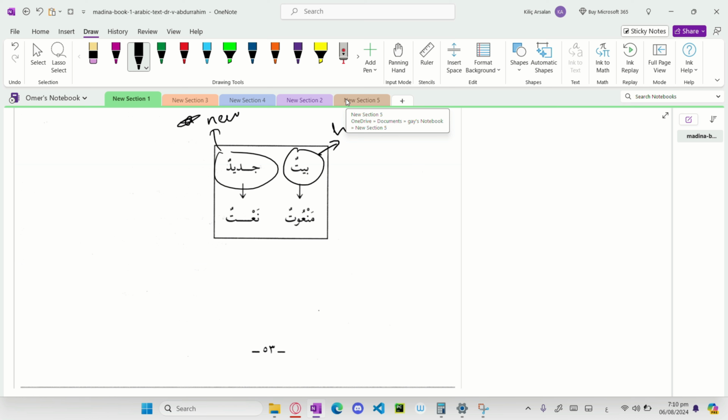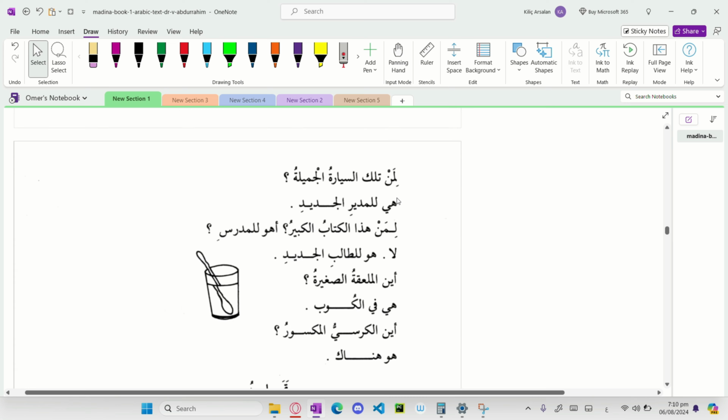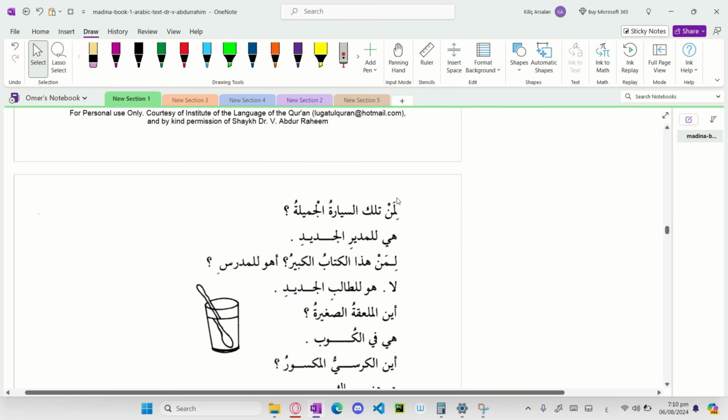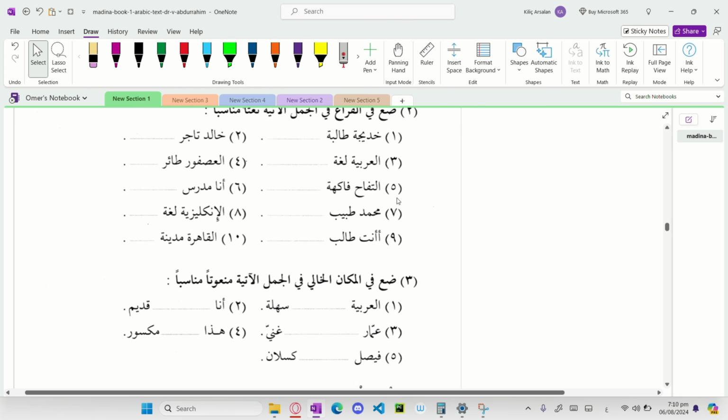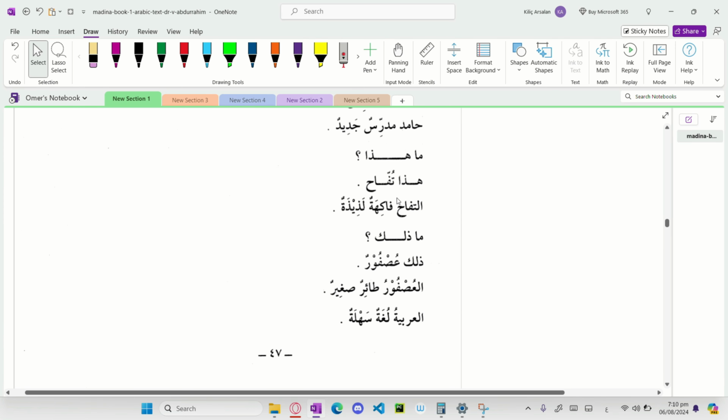And if it was, let's say, the new house, we would say al baytul jadidu. Since it's a nat and man'ut, there's a connection between noun and adjective, hence al baytul jadidu. We have discussed this concept in previous lessons. So on to the dialogue.